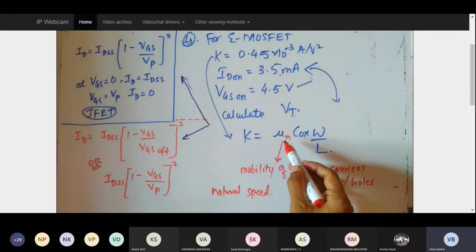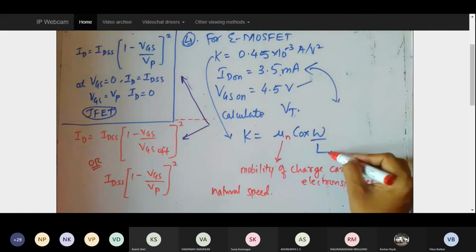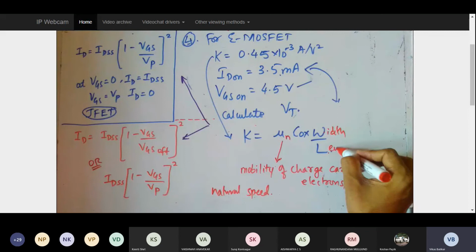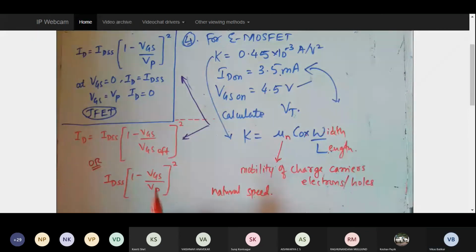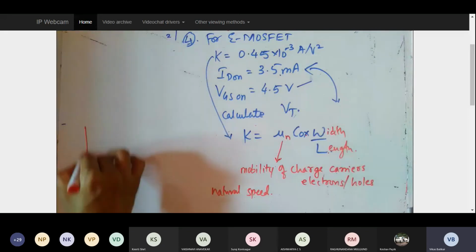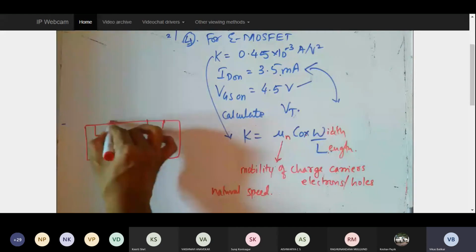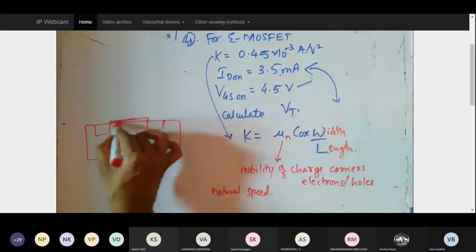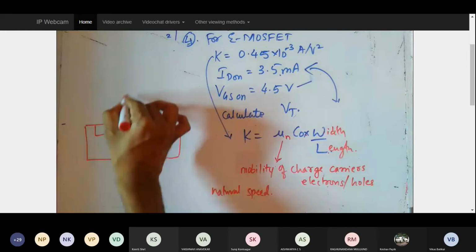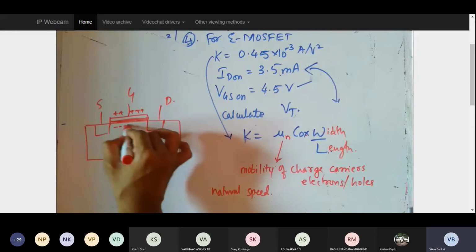And what could be the W and L? W would be the width of the channel. L will be the length of the channel. And this C ox, look here, very interesting thing. I'll just rub off this portion. C ox is this portion. If I'm talking with respect to MOSFET, there is an oxide layer and there is a metal. I apply voltage and the channel has been formed. So this is an N channel MOSFET.